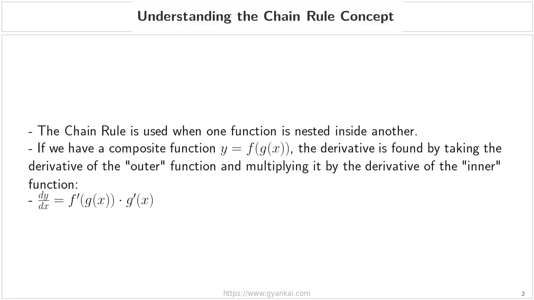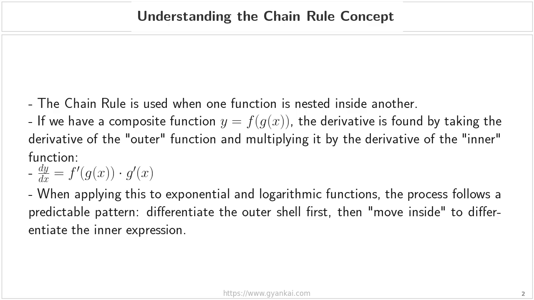To put this into a formal mathematical framework, if we have a composite function, y equals f of g of x, the derivative is found by taking the derivative of the outer function and multiplying it by the derivative of the inner function. In notation, this is expressed as dy/dx equals f prime of g of x multiplied by g prime of x.